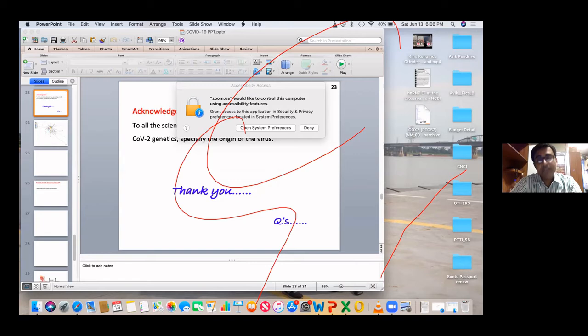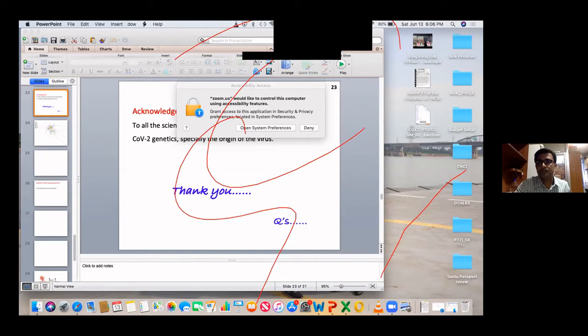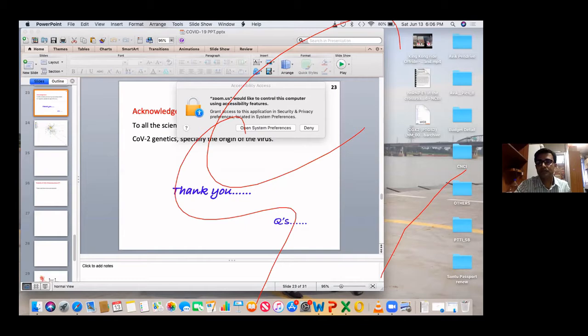Okay. Next question is from Professor Rupa Mondol. If there are any receptor homology with ACE2 in any other animal, will the other animals be infected by COVID-2? Probably yes. Okay. Next question is from Kailash Chandra Semwal. Will SARS-CoV-2 change its antigenic structure like H1N1?